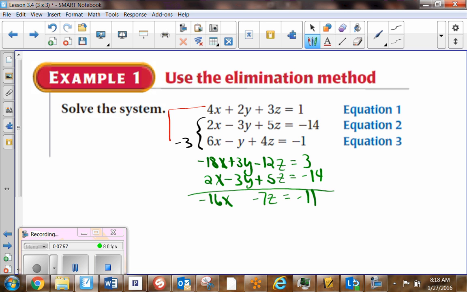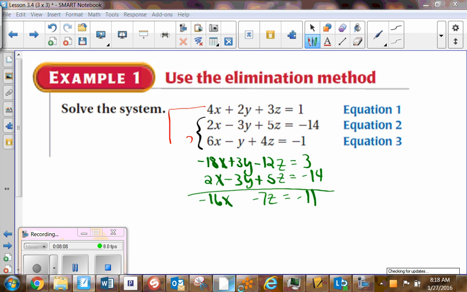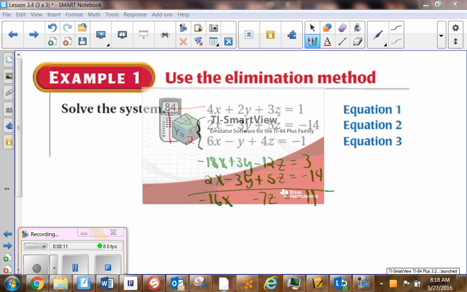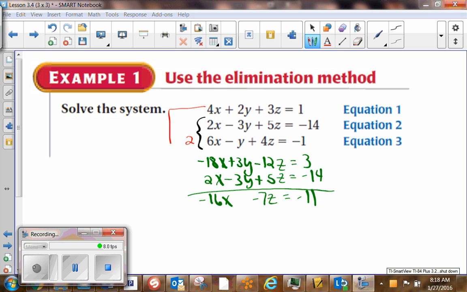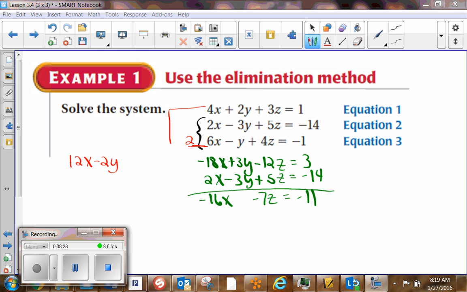Maybe this one and this one? Because here, this is a 2y, this is a negative y. So this time, if I just multiply this one by what? 2 on both sides, then I can put it together. Alright, so let's multiply this bottom one by 2. That's going to give me 12x minus 2y plus 8z equals negative 2. I'm going to compare it to this top one, which is 4x minus 2y plus 3z equals 1.